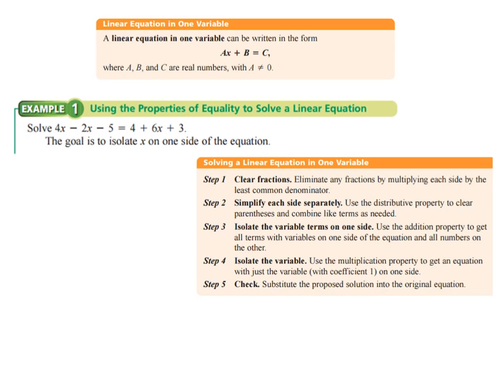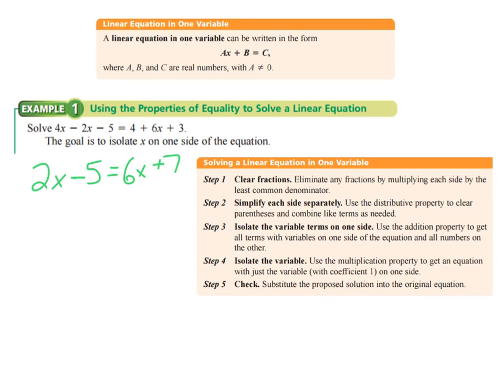We do have a set of steps that we can use in order to do that, so if you want to pause and read through that, that's fine. I'm just going to go about using those without necessarily talking about each one every time. I would probably start by combining like terms on my left side there. The 4x minus 2x would give me 2x. Still have the minus 5. And on the right side, the 4 and the 3 makes 7, so I'd have 6x plus 7.